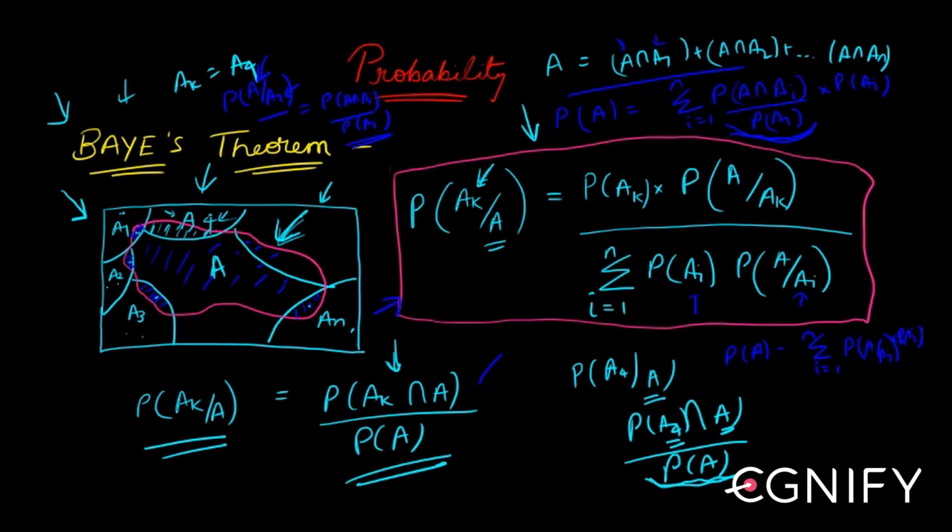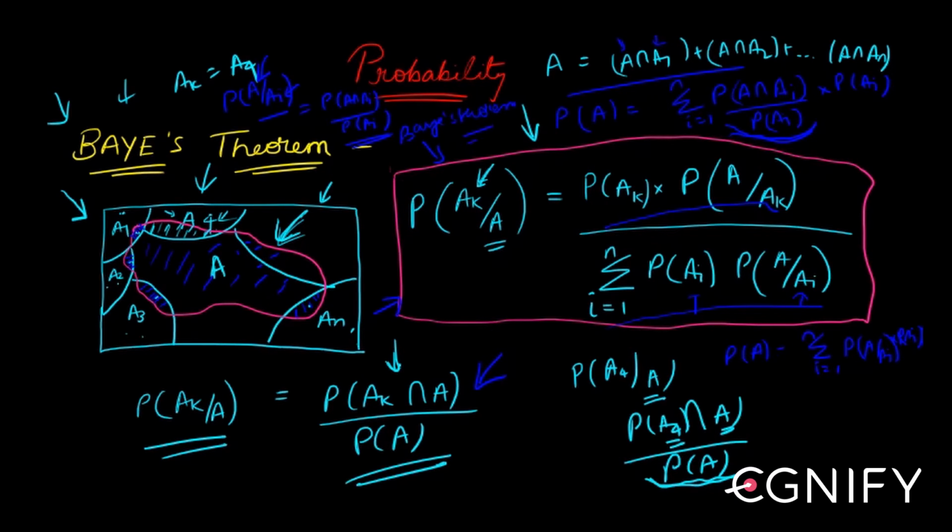And that is what this formula actually is. So in fact, here also in the numerator, if I divide by P of AK and multiply by P of AK, I'll be able to get this part, right? And the denominator I've already shown you. So this is what your Bayes theorem is. This is what the formula is.